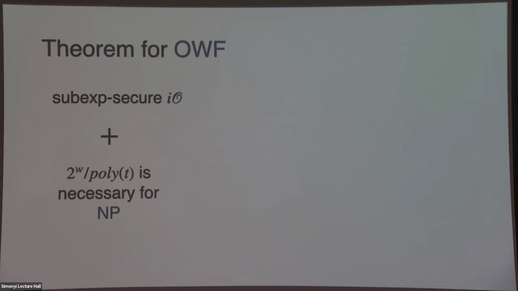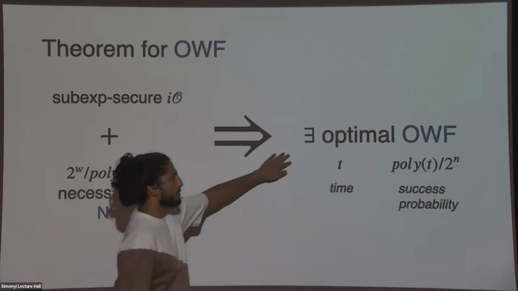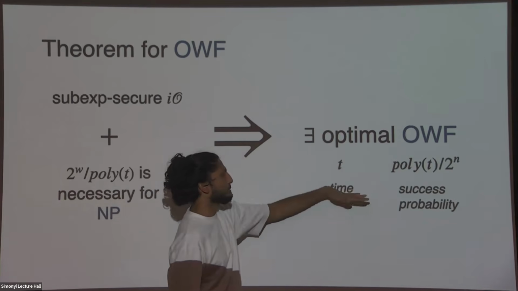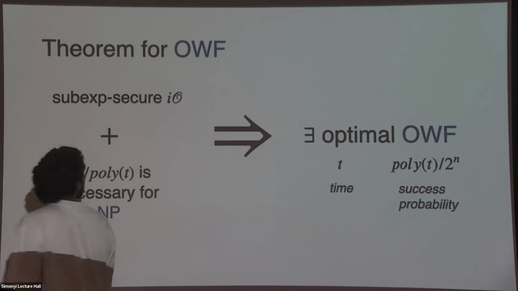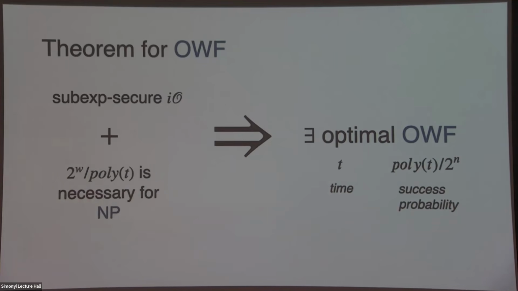IO, and you assume that algorithm is optimal, I'll call that optimal hardness for NP, then you will get an optimal one-way function in the sense that if you spend T time, then the best success probability is poly-T over 2 to the n. Why is it poly-T instead of T times poly-n? Oh, yeah, maybe it should be, well, okay, there'll be some extra blow. Maybe it should be poly-T comma n, if that's what you want.